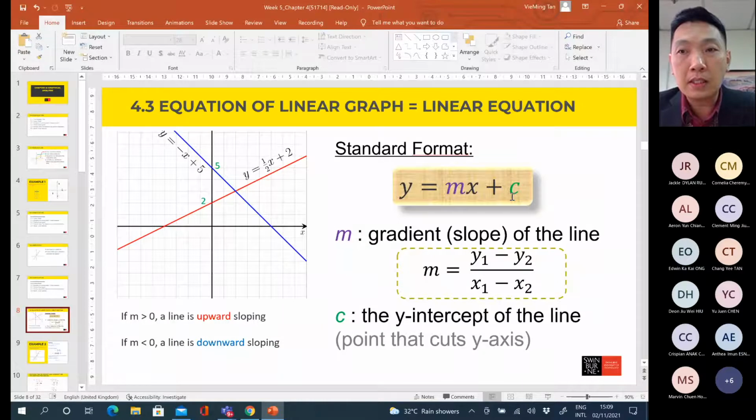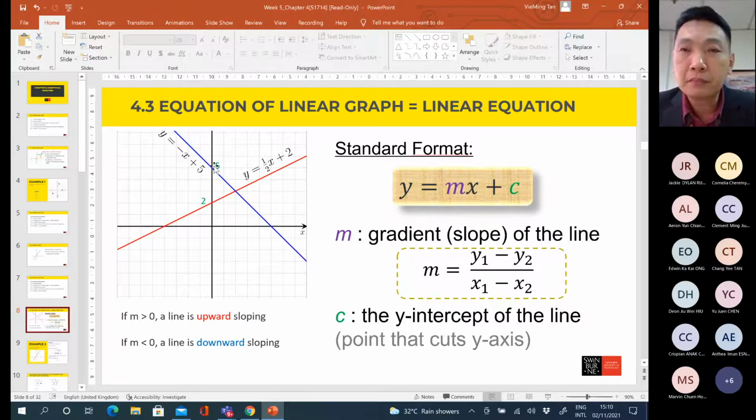So in this case, let's check. There are 2 equations here. One is this blue line, whereby the equation is y equals negative x plus 5. We find that plus 5 is the c value, and it's the point whereby the blue line will pass through the y-axis. At this point, the y value is 5, and the c is also 5.